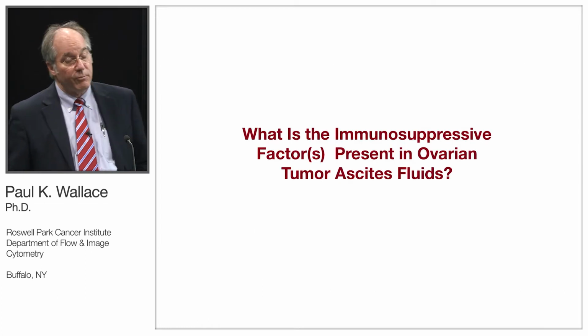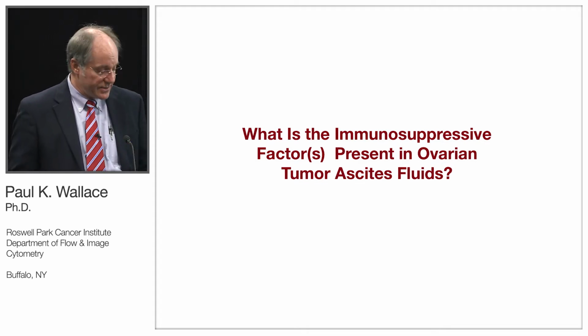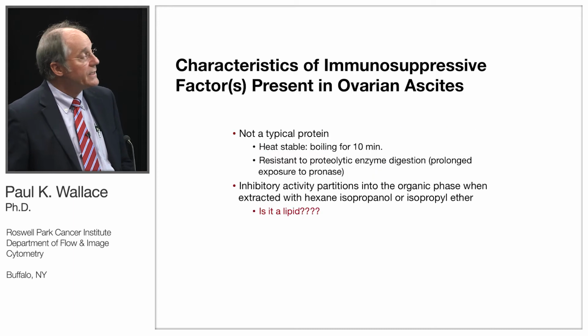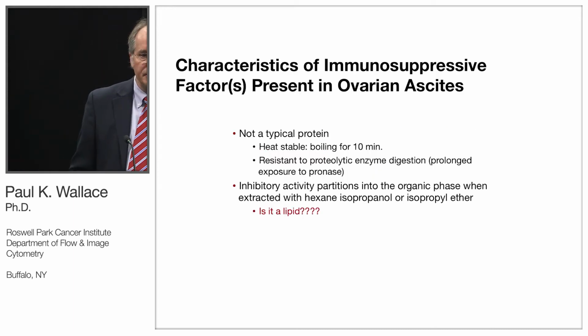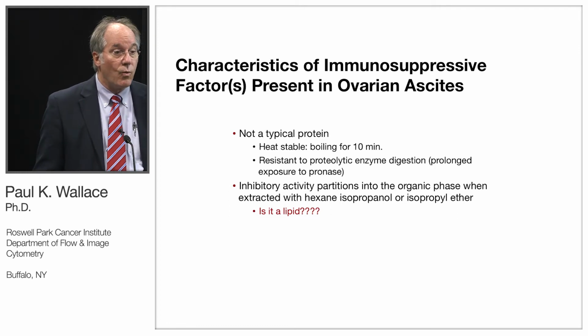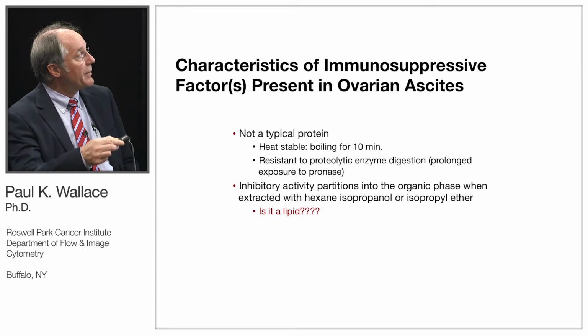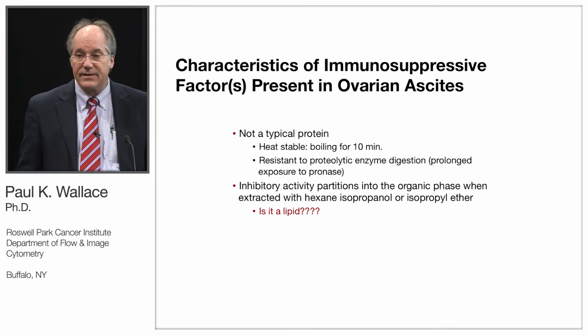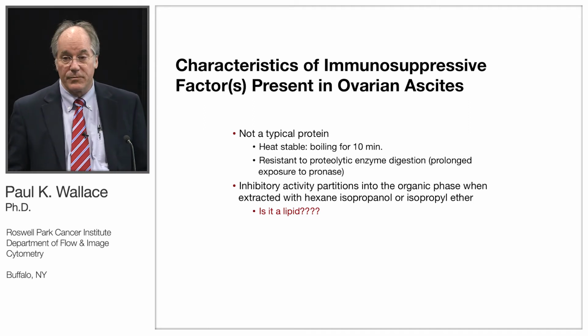So what is the immunosuppressive factor present in the ascites? Well, that's the question for now. So we did a number of the types of experiments that you would all do just to try to begin to uncover what's causing this. And the first thing, figuring it was probably a protein, was just to heat inactivate it by boiling it for 10 minutes. And that really had no effect on it.